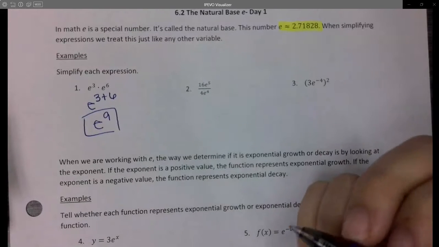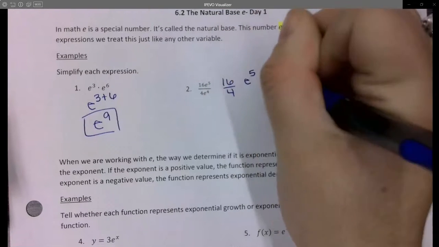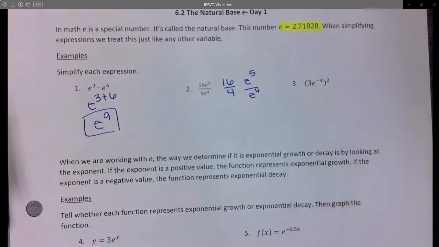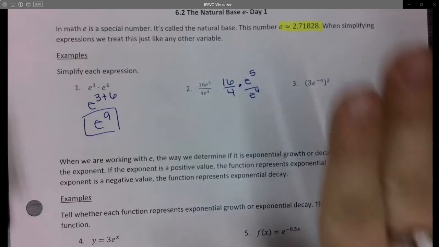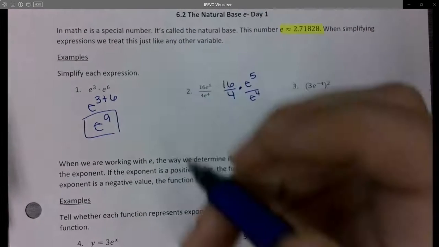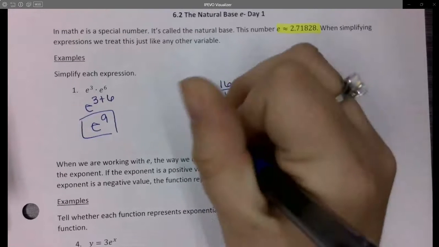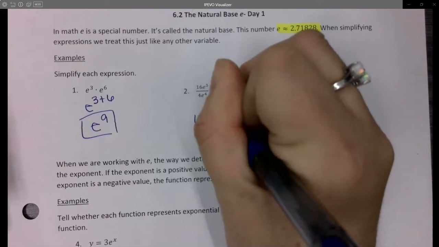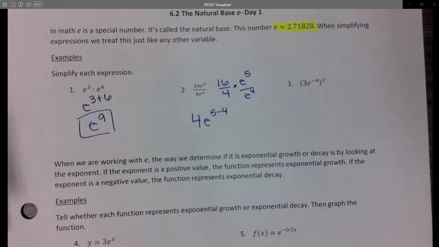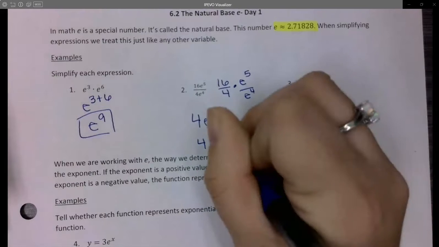Okay. Number 2, I want to split it up, and so I have just the fraction, and then I have just the same base function together. So I have 16 over 4 times e to the 5th over e to the 4th. So if I focus on just the first part, I can do 16 divided by 4, which is 4. And then when I have two of the same base being divided, I subtract my exponents. So I have 5 minus 4, which gives me just 1. Or I could write it without the exponent.